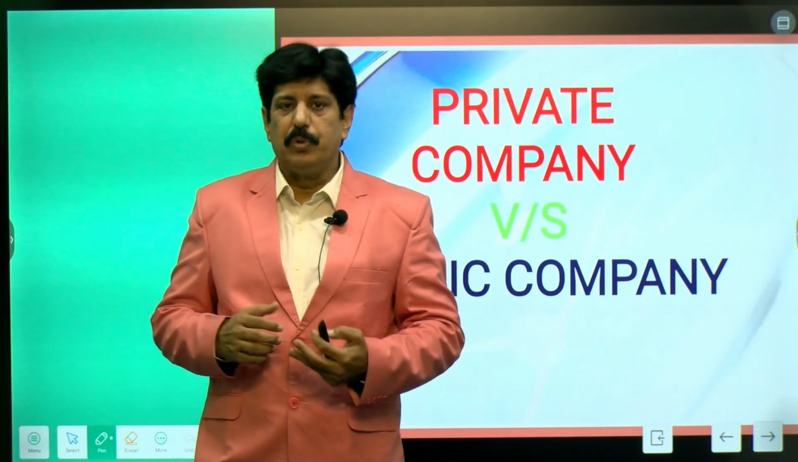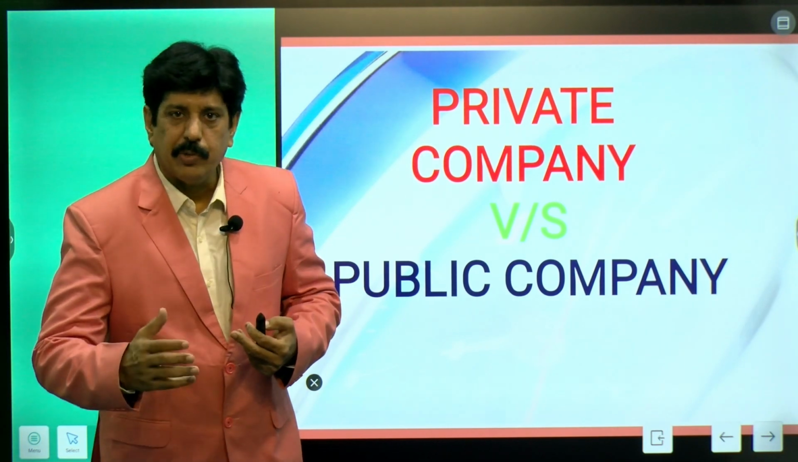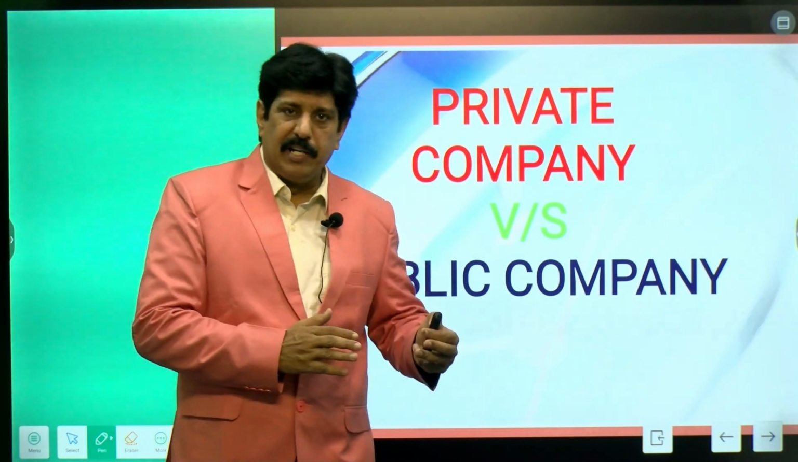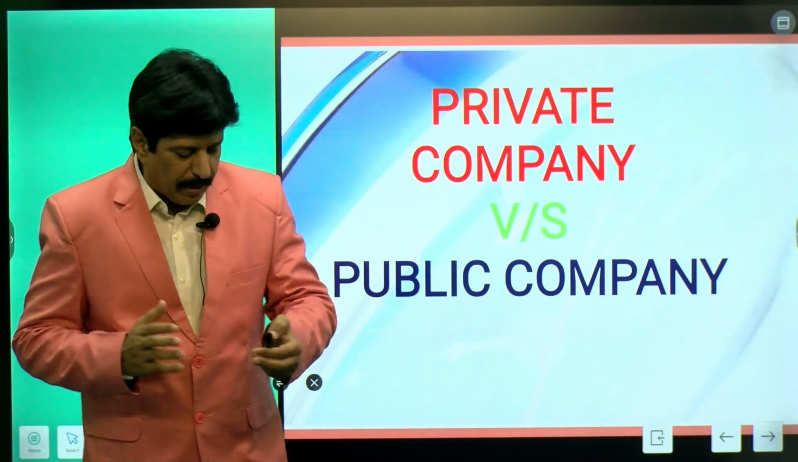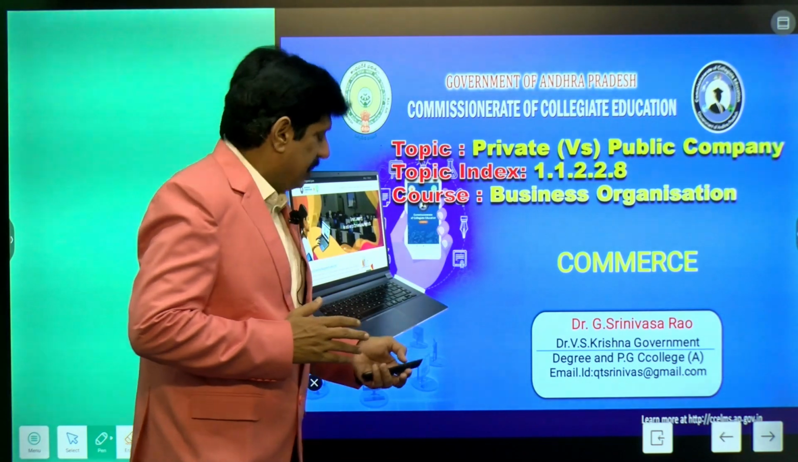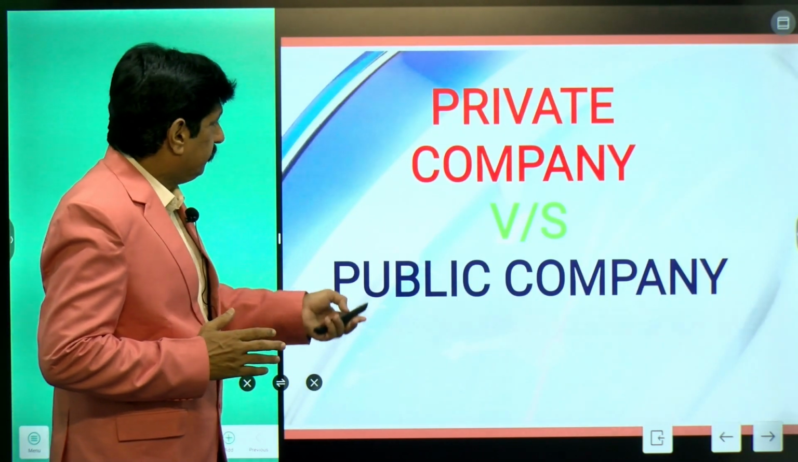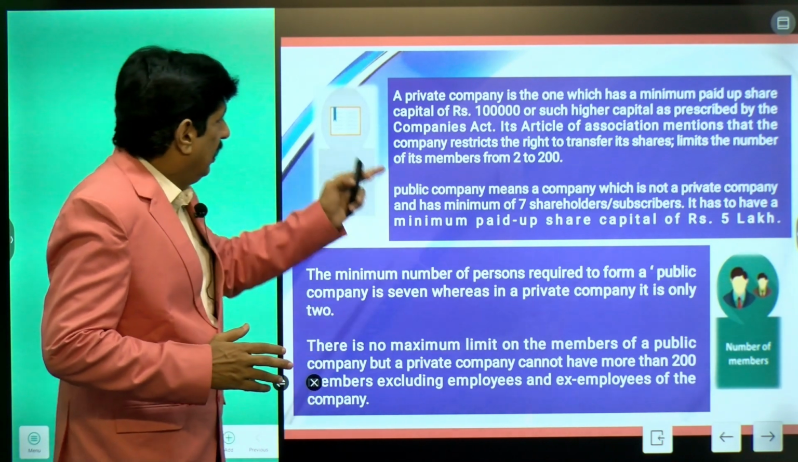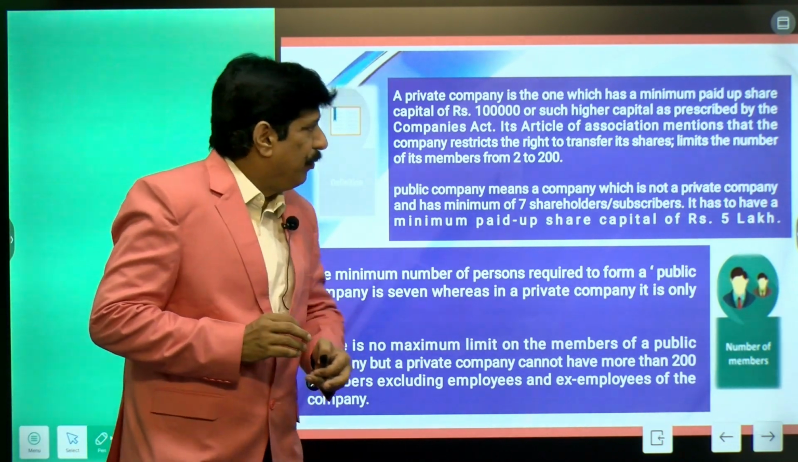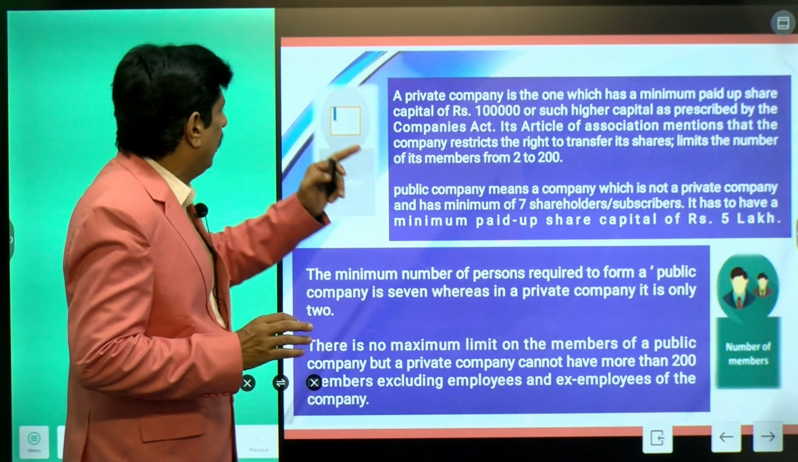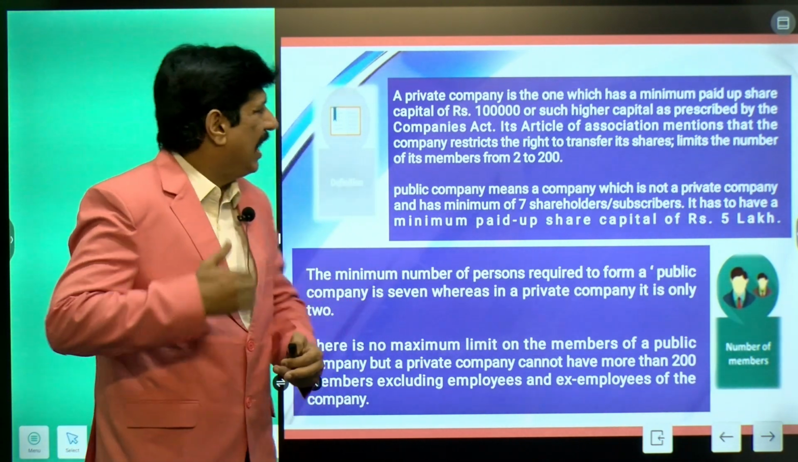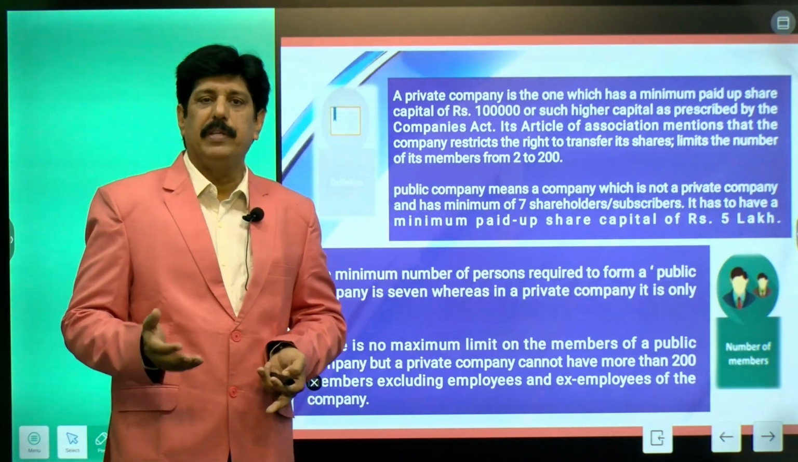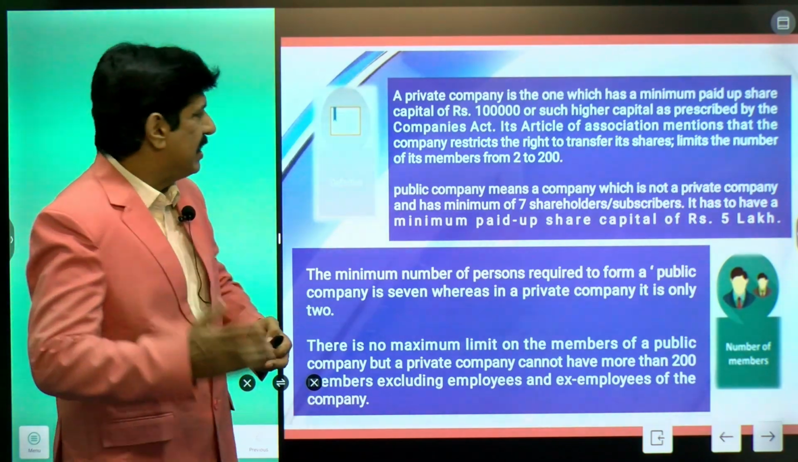Then we can have an idea about the complete picture of that particular concept. Here I would like to give you certain basic features relating to the company, so that we can understand which company is a private company and which company is a public company. Now, just observe the concepts as per the Indian Companies Act 2013. A private company is one which has a minimum paid up capital of 1 lakh rupees or higher capital as prescribed by the Companies Act. Here the Companies Act means Companies Act 2013, that is the latest Companies Act.